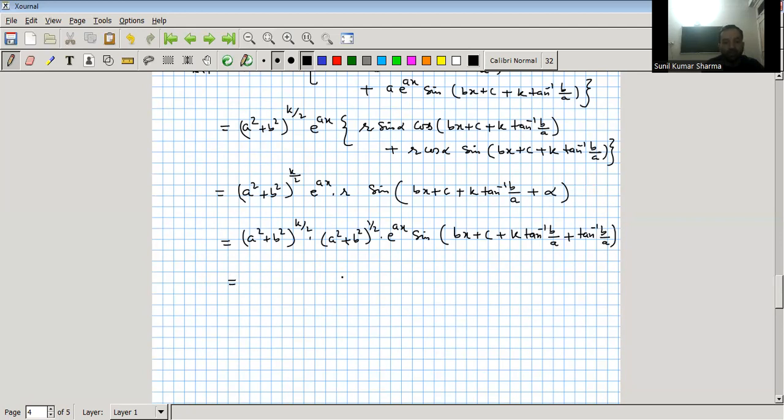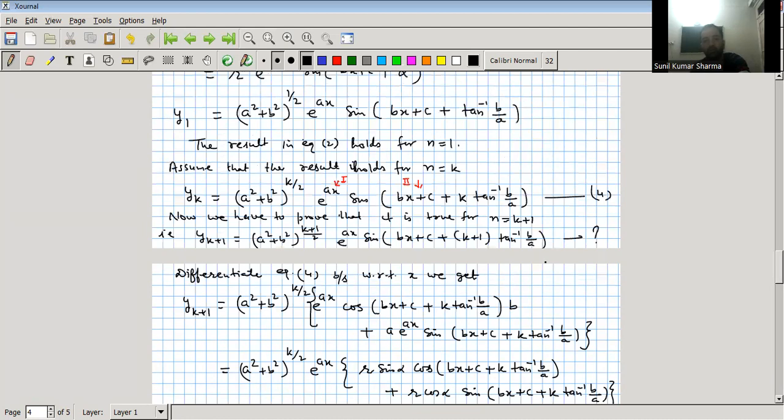So this is a square plus b square, a square plus b square, the bases are equal, so powers are added. So we can write (a square plus b square) to the power k by 2 plus 1 by 2, that is (k plus 1) by 2, e to the power ax, and then sin (bx plus c plus tan inverse b by a taken common, so k plus 1 times tan inverse b by a). So the result is 2. That is what we had to prove, y k plus 1 is equal to this.